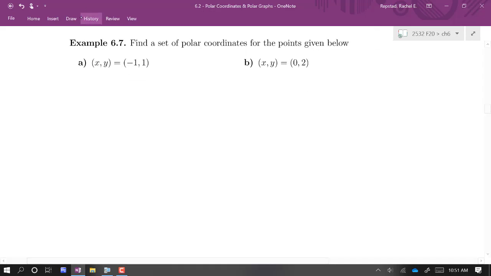Okay, let's try going the other way. In part A of this example, they give us the rectangular coordinates -1, 1. Now, a lot of the time, it can help to maybe just do a quick sketch, right? It takes very little work, very little energy to just plot this point, -1, 1.